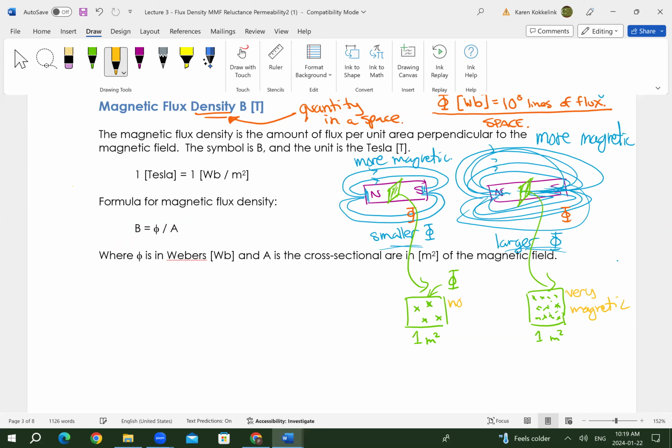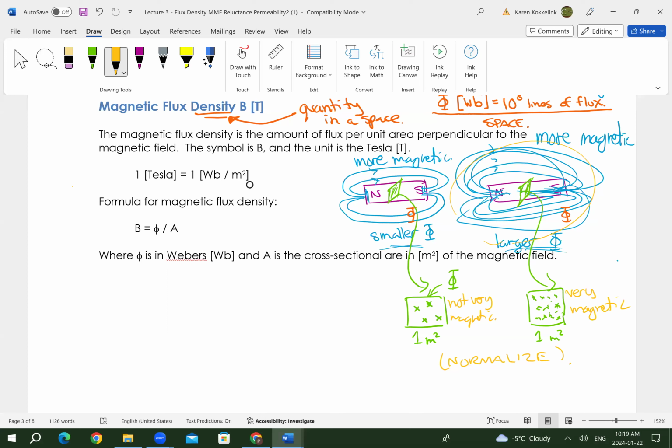And this is not very magnetic. And the reason why we normalize is because what if I actually have these bar magnets of the same material, but this one is bigger? Of course, it's going to have more lines of flux. So magnetic flux density isn't about how many lines of flux there are. Of course, a bigger magnet is going to be a stronger magnet.